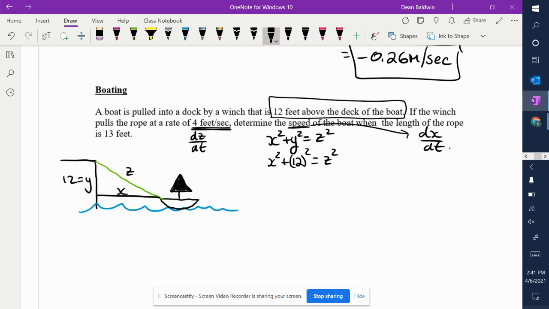All right, so what do we do? Derive. Gets a little boring after a while. That's why I want to do the other trig stuff. Okay. We're solving for dx dt, so divide off the 2x.